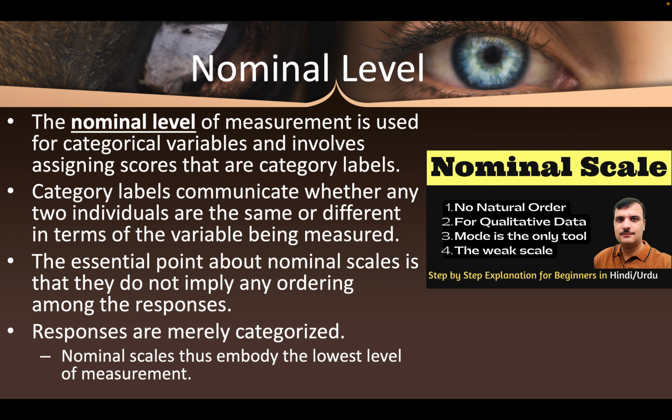The nominal level of measurement is used for categorical variables and involves assigning scores that are category labels. Category labels communicate whether any two individuals are the same or different in terms of the variable being measured. The essential point about nominal scales is that they do not imply any ordering among the responses. Responses are merely categorized. Nominal scales thus embody the lowest level of measurement.